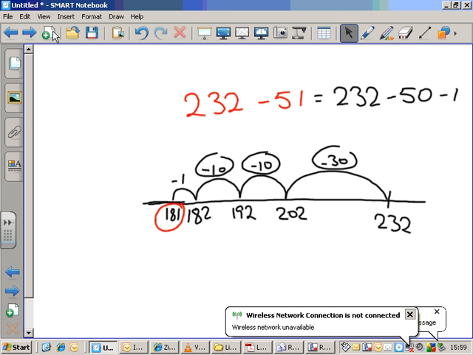And the other thing to be careful of is when you're crossing over your hundreds boundary, or possibly your thousands boundaries, just make sure you go carefully, and make sure you're counting carefully in your head, and you're counting the right number of tens up and down. Okay, good luck with that.